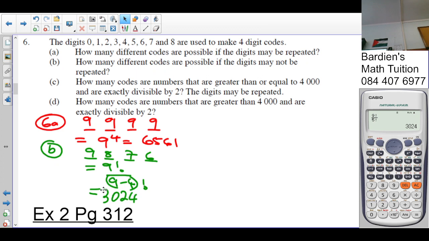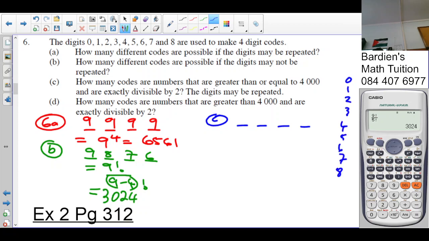How many codes are numbers that are greater than or equal to 4,000 that are exactly divisible by 2. The digits may be repeated. So if the number is a 4-digit code and it's greater than 4,000, so remember the numbers are 0, 1, 2, 3, 4, 5, 6, 7, 8. So if it's greater than 4,000, how many options do I have in the first bit?